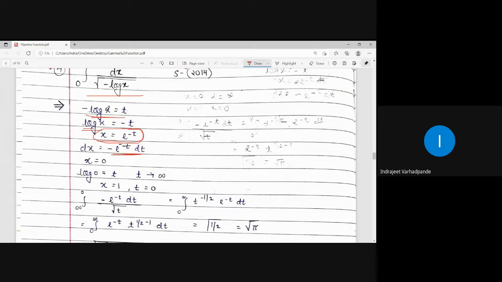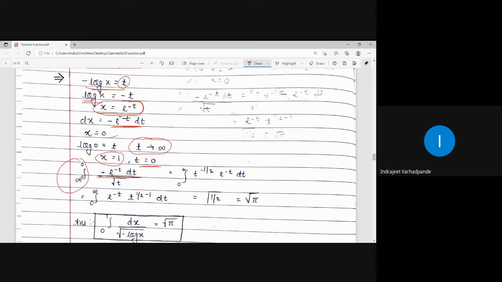So when x is equal to 0, log 0 is infinity. So when x is equal to 0, t is tending to infinity. When x is equal to 1, log 1 is 0. So I am getting the limit as t is equal to 0. So integral 0 to 1 changes to infinity to 0, and dx is nothing but minus e to the power minus t dt upon under root of t, because minus log x is substituted as t.